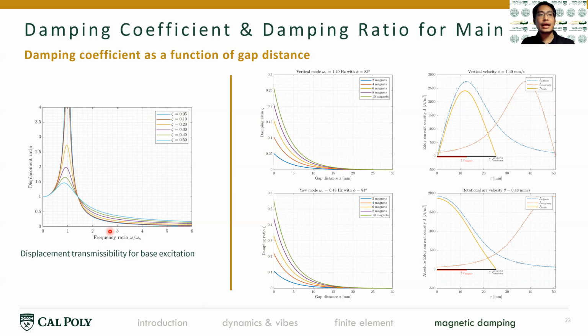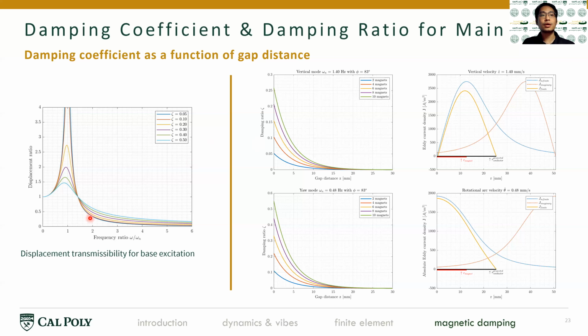And by looking at the displacement transmissibility plot again for the base excitation, we see that we only want a low damping ratio in the vibration isolation region, because too high of a damping ratio will get the curve to be lifted higher, and you actually reduce the effectiveness of using the magnetic damping. So we only aim at around 0.2 to 0.3.